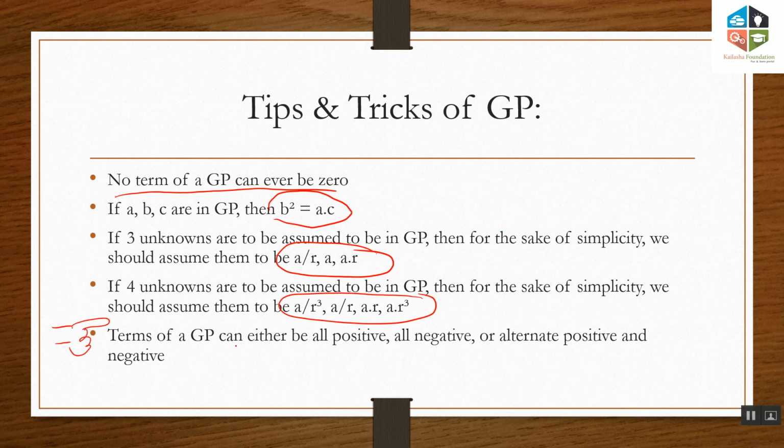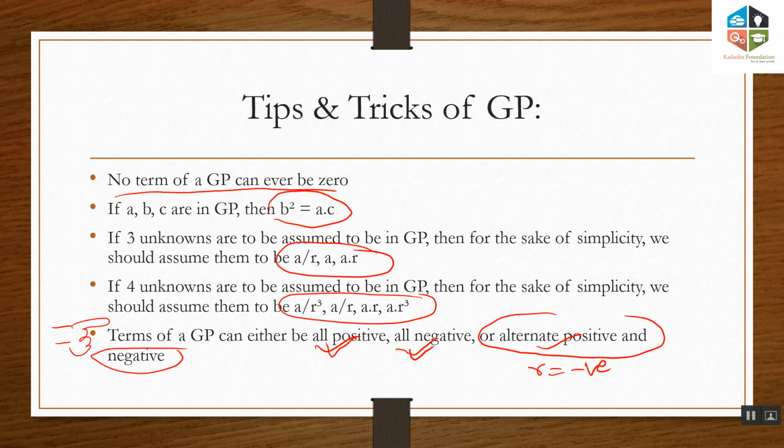Terms of a GP can either be all positive, all negative, or alternate positive and negative. If the terms are alternate positive and negative, then the common ratio is negative. If the common ratio is positive, then the terms will either be all positive or all negative. No term of a GP can ever be 0.